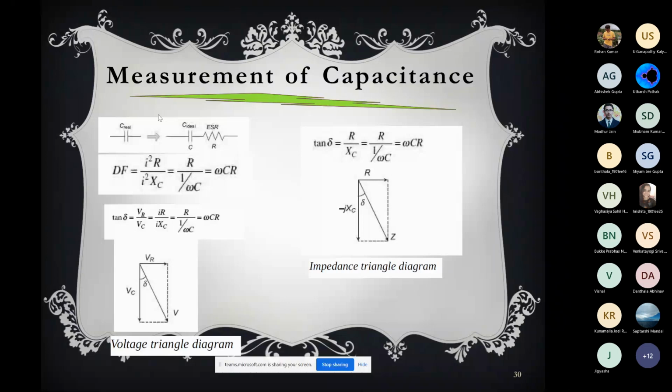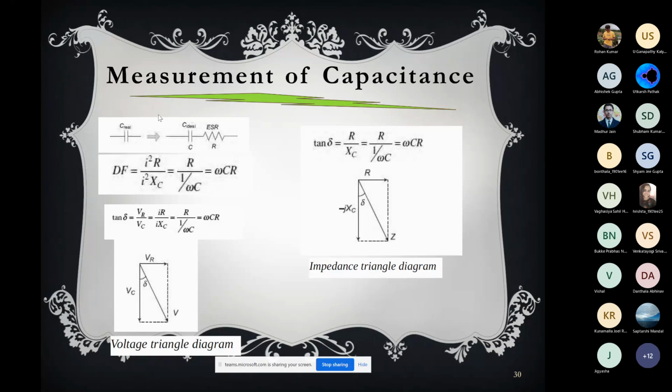So IR and II will cancel out. So R by 1 by omega C, so omega CR. So this tan delta is also omega CR. Here you see that tan delta, that means the tangent of the dissipation factor angle delta, will be the same as the dissipation factor omega CR, the same expression.